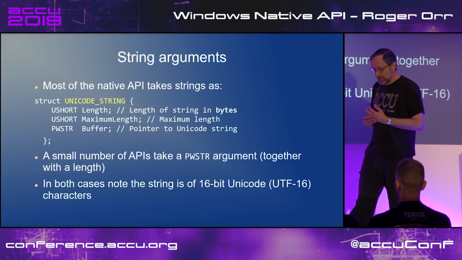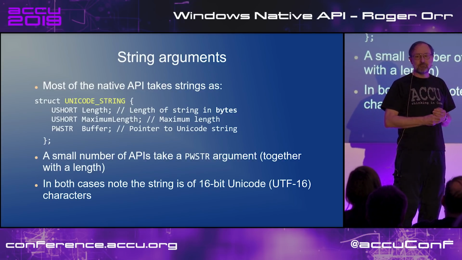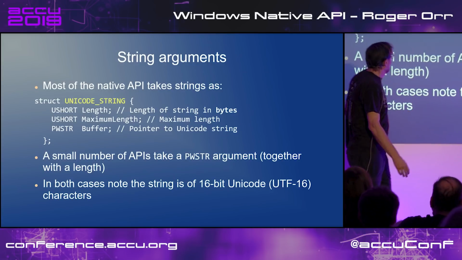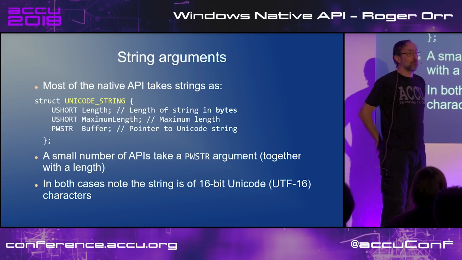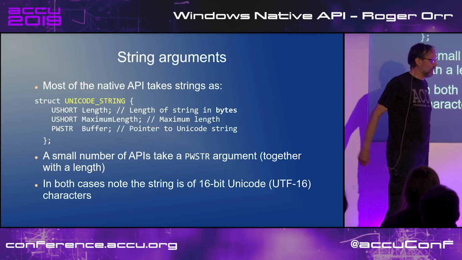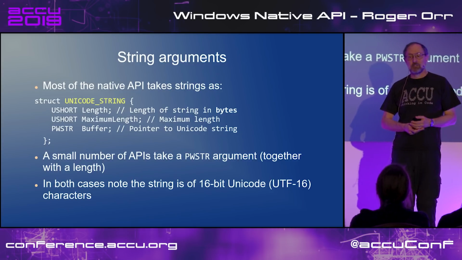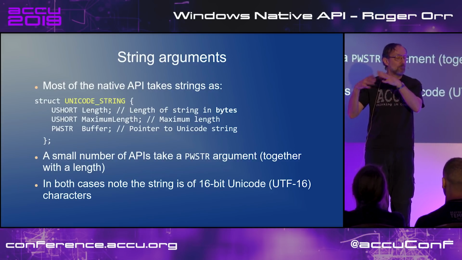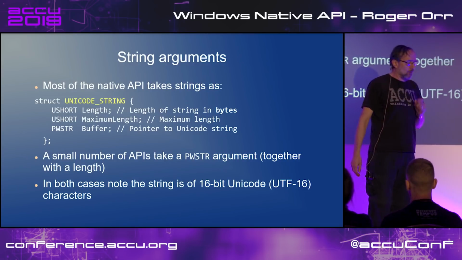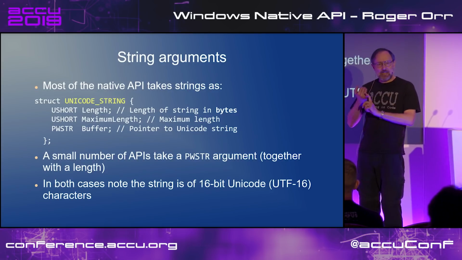String arguments. Strings are fun. Windows made this decision to go for 16-bit Unicode. That's what they have, and they've got this struct, UNICODE_STRING. Who's seen that structure before? Jolly good. It's not something you tend to see much in most application programs, because you use your native language way of writing strings, but that's what the native API does for almost all the strings. The exception is the Atom API.